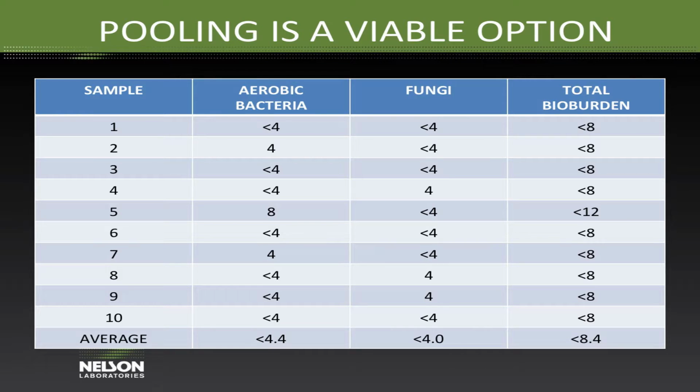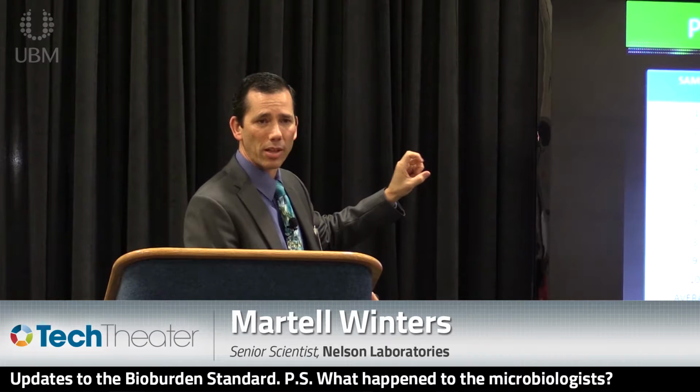So here's some test data. Prior to going to a pooling scenario in bioburden testing, we always recommend that you do some testing separately first. If you're doing testing separately, you've got your aerobic bacteria column, and you see mostly zeros, occasionally a few CFU. The fungi, mostly zeros again. So you see that the bioburden range is very low. You're not seeing a large range in bioburden. So this would be a situation where pooling these samples together would be a viable option.